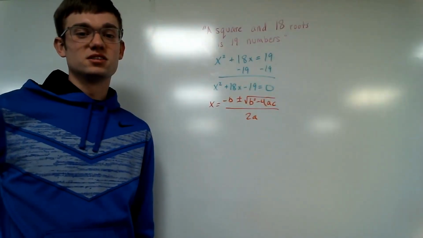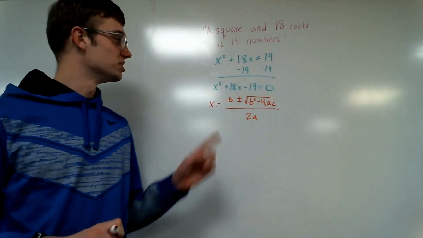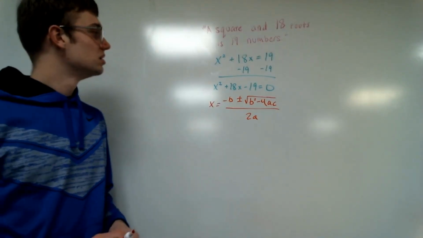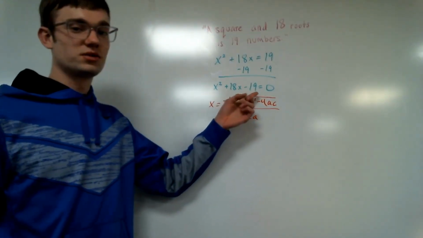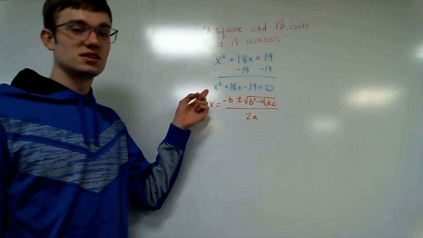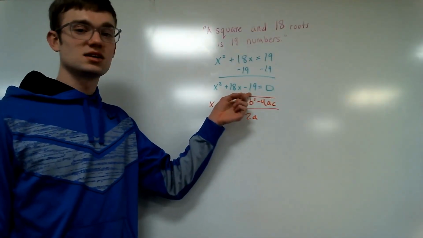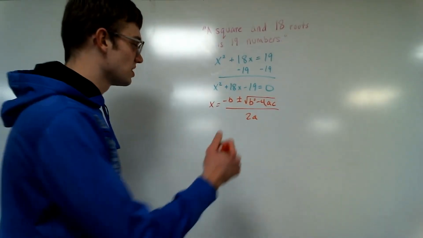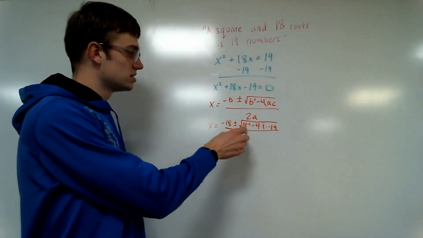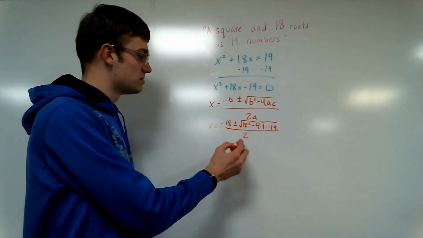That's great that our equation factored, but that's not always going to be the case. In any situation with a quadratic equation, we can always use the handy quadratic formula to get a solution. We just take the coefficients out in front of the equation when it's set equal to 0. A is the coefficient in front of x squared, and if there's nothing, that just means we're multiplying by 1. B is the coefficient in front of the x, and C is the constant out front. So plugging in those values, we get negative 18 plus or minus the square root of 18 squared minus 4 times 1 times negative 19, all divided by 2.